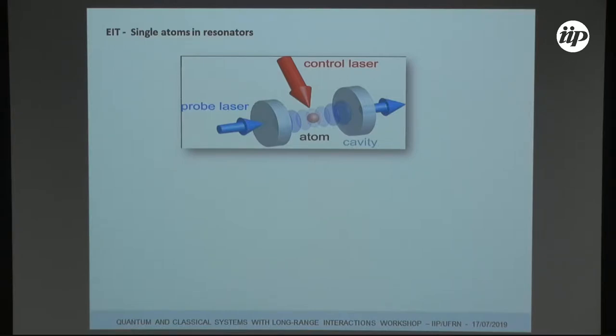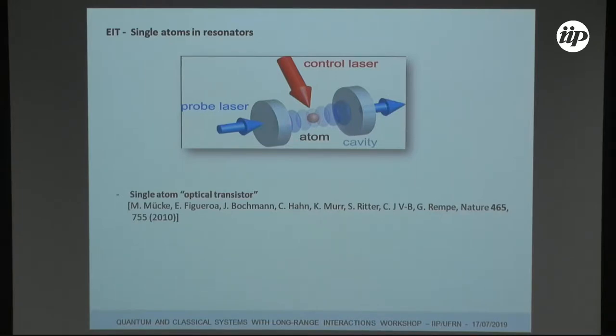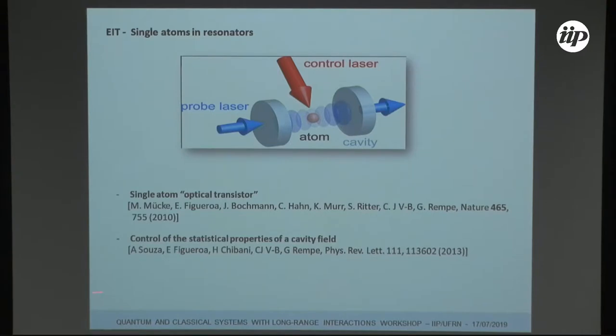And I did some work with these subjects so far. For example, a single-atom optical transistor in optical cavities. This is a nice experiment from many years ago. It's possible to control the statistical properties of the light when you use EIT. For example, just by changing the intensity of the control laser, we can choose the kind of statistics we have in the output of this cavity.